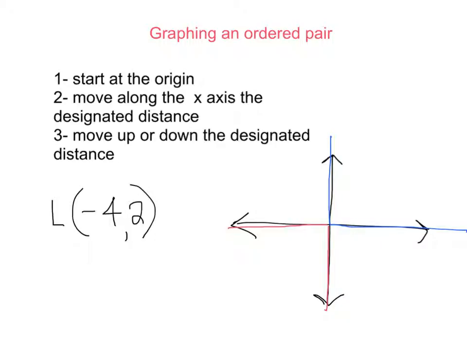So for this point, if we were trying to graph negative 4, we would travel over 1, 2, 3, and 4. So that's where my x is going to be. And then my y is going to be a positive 2, so it's going to go up 1, 2. We figure out where those two points meet, and they meet right there. Then we would label that point, whatever the letter is, and we're going to label it L.